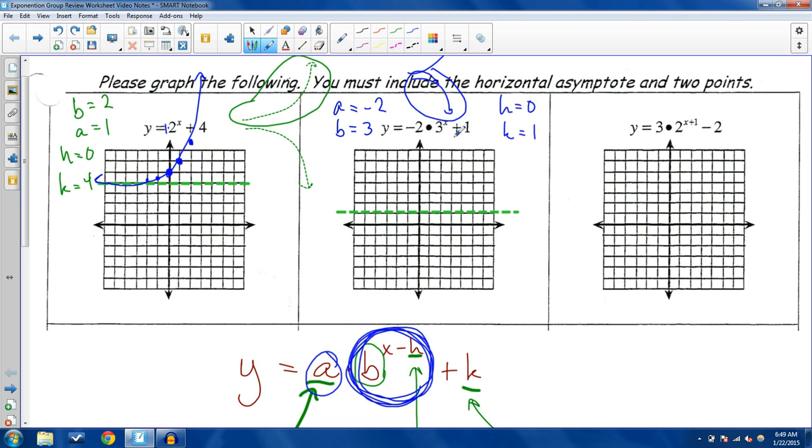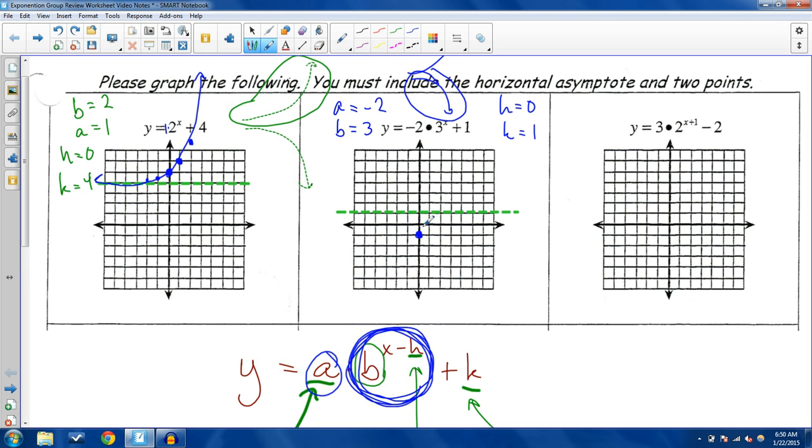Negative 2 plus 1 is negative 1. So this first point is negative 1. Now, I'm only doing that calculation the first time to talk to you about it, but next time I do it, I'm just going to emphasize my first point is going to be this many away from my asymptote. Negative 2 away. I got my starting point.